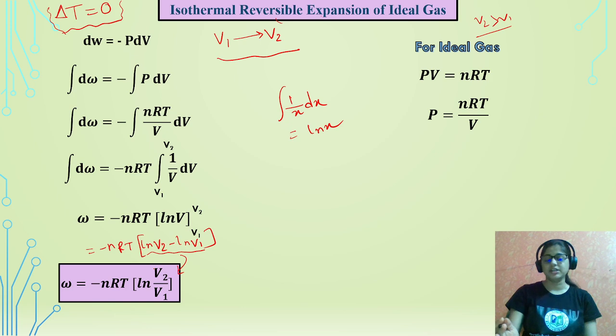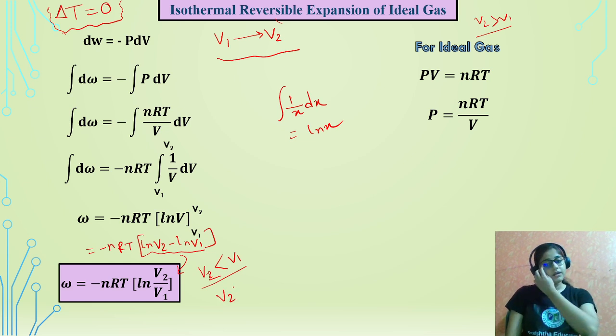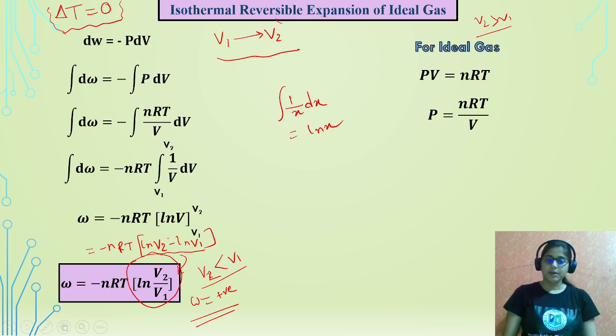If it is not expansion, let's say compression, then V2 will be less than V1. That time, V2 less than V1 means ln V2 by V1 will be negative. This term will be negative, and here one negative sign is present, so work will be positive for the case of compression. But we have not mentioned compression, we are considering expansion, so obviously it will be the opposite.